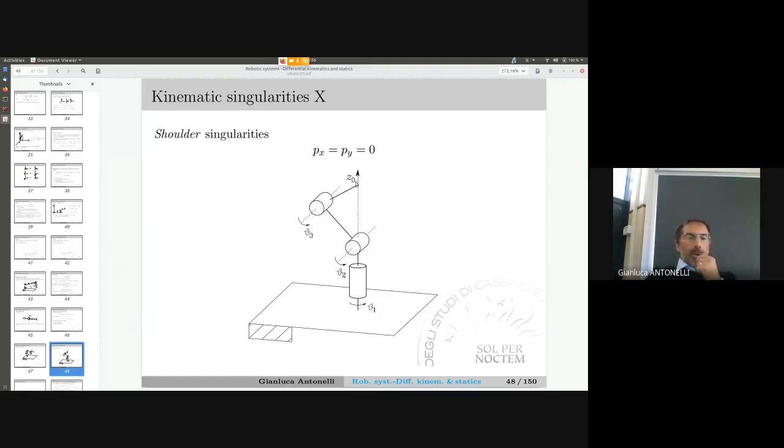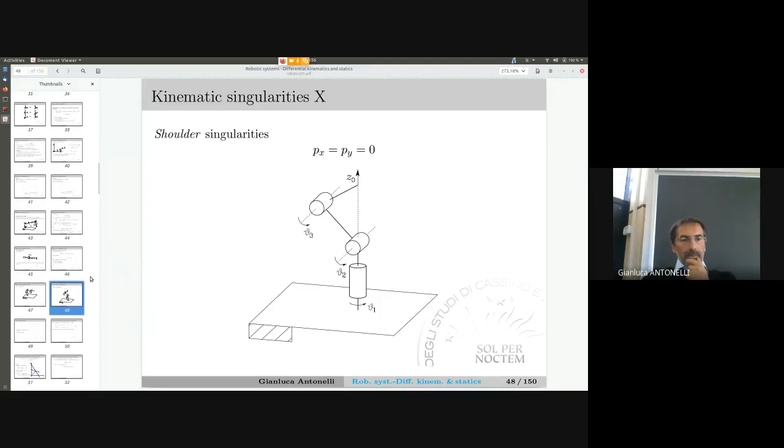And then we can stop for today. Now you should visualize the three joints and apply an instantaneous velocity to the three joints. Try to imagine what the end effector is doing, and just try to understand where you are not able to go.